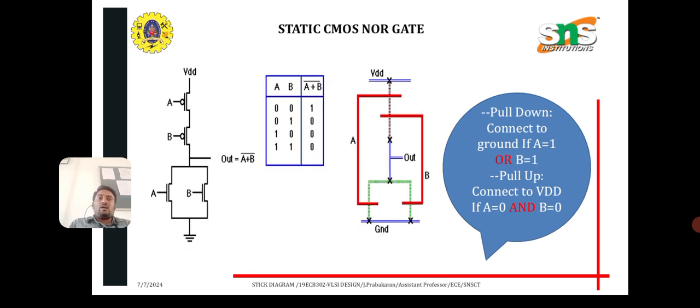Static CMOS NOR gate. Similarly, a static CMOS NOR gate utilizes series and parallel connection of transistors to implement the NOR logic function, ensuring both NMOS and PMOS networks work together to achieve the desired logic output. Pull down, connect to ground if A equal to 1 or B equal to 1. Pull up, connect to VDD if A equal to 0 and B equal to 0. You can see the NOR gate structure.